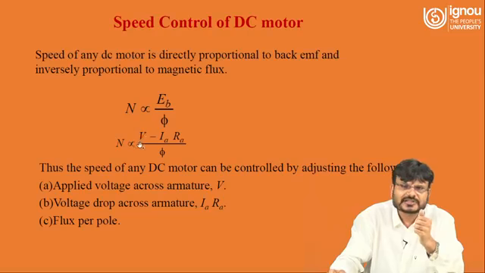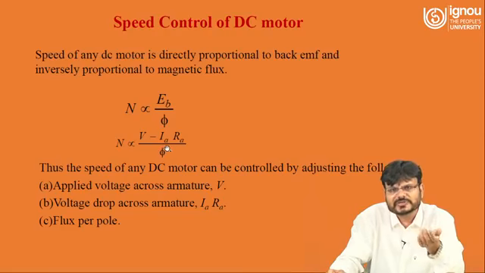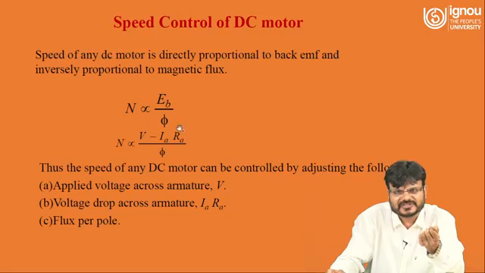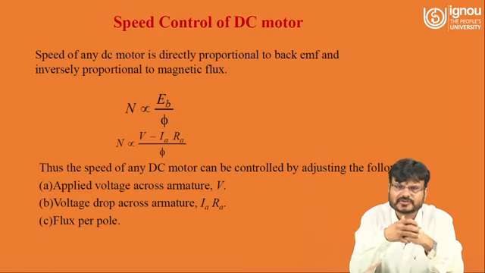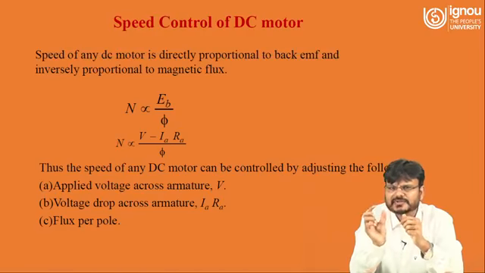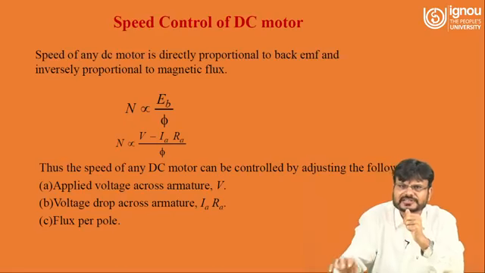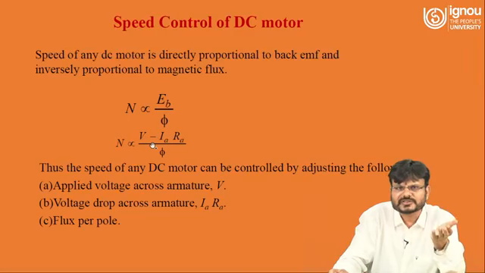Similarly, you can also control the speed of the DC motor by the armature resistance, or you can say by armature current. If you put some extra resistance in series with the armature, then what is happening? This IA RA will increase. If IA RA increases, that means V minus IA RA will reduce. That means the speed of the DC motor will be reduced. So if you control the speed of the DC motor by the armature control method, you are able to control the speed below the rated speed only.